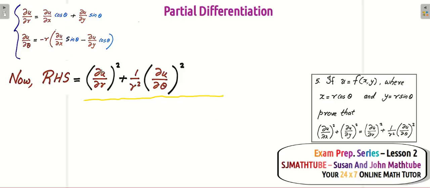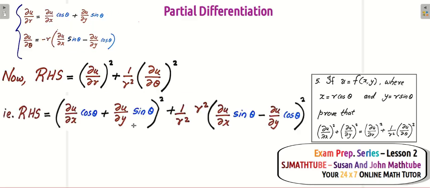and instead of partial derivative of u with respect to r, I'm going to plug in this value, and instead of partial derivative of u with respect to theta, I'm going to plug in this value. I know this is negative, but when we square, it's going to be positive. So let's forget about that negative part. And this is exactly what you're going to get. And we can cancel this.